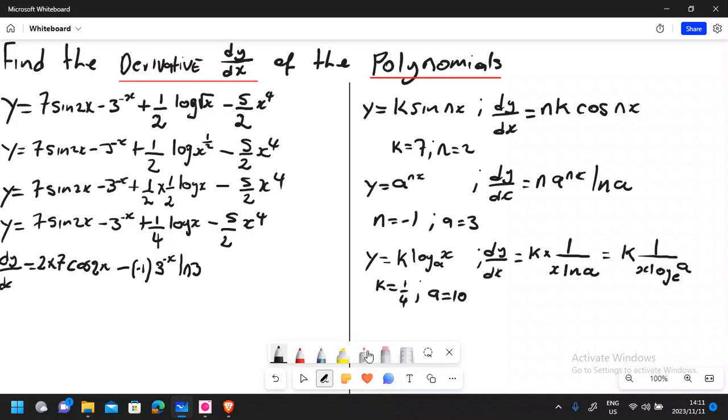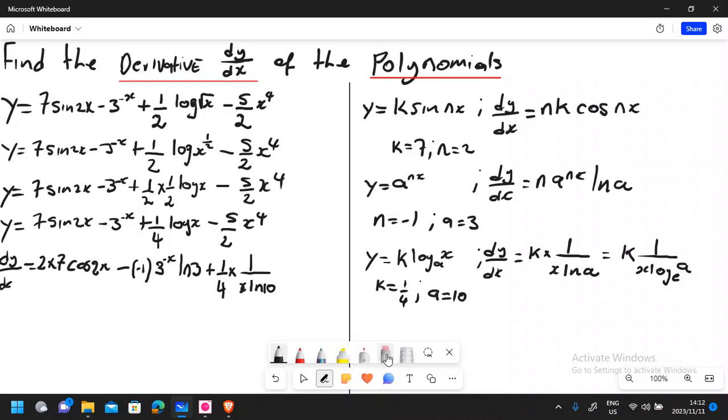So it's time for us to substitute into this formula and derive. All right, let's do it. So we have plus, what is our k? Our k is 1 over 4, multiplied by 1 over x natural log of our a, which is going to be 10. There we go.